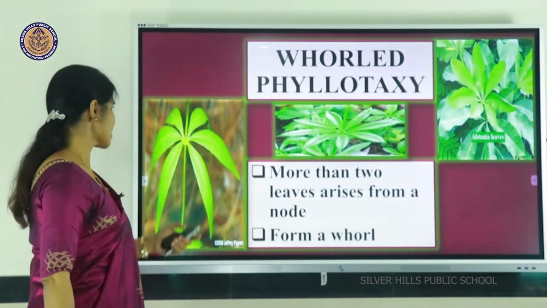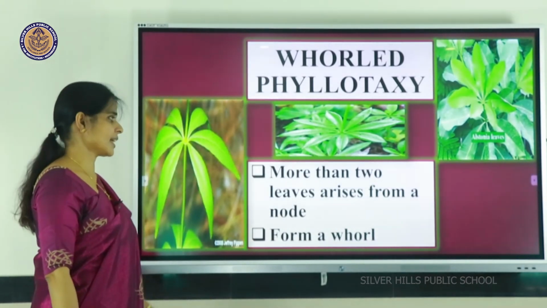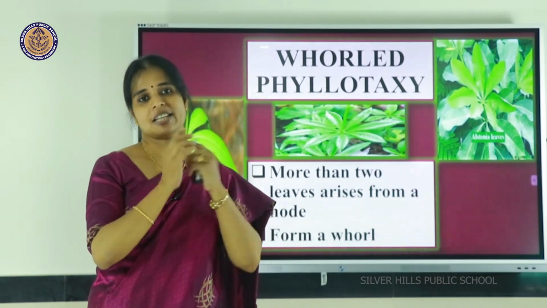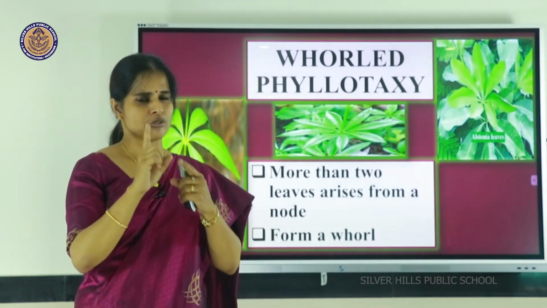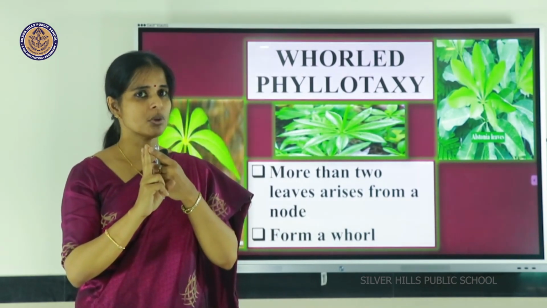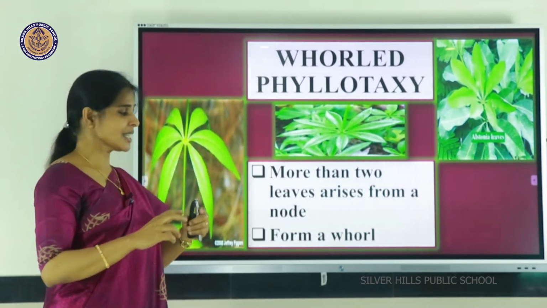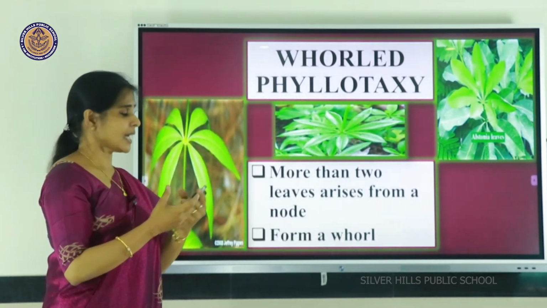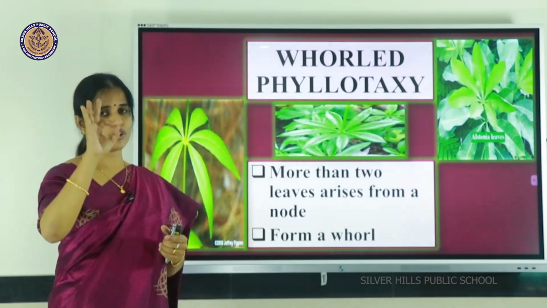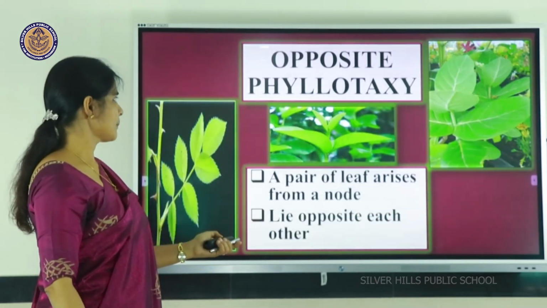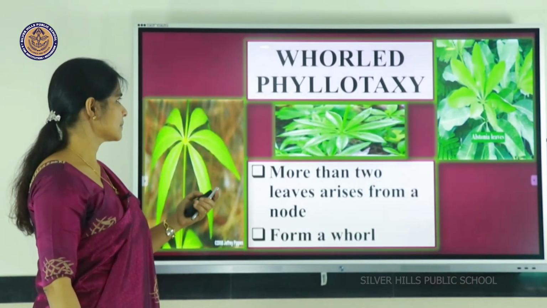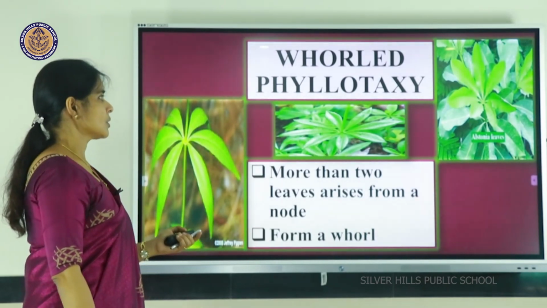The third and the last one is the whorled phyllotaxy, whorl. A whorled arrangement means more than 2 leaves are arising from a node and they form a whorl arrangement, that is, the entire node is having different leaves. So, in alternate only 1 leaf is arising from a node, in opposite 2 leaves are arising from a node, in whorled more than 2 leaves are arising, covering the entire node in the arrangement of a whorl. So, phyllotaxy is of 3 types: alternate, opposite, and whorled phyllotaxy. So, this is the arrangement.